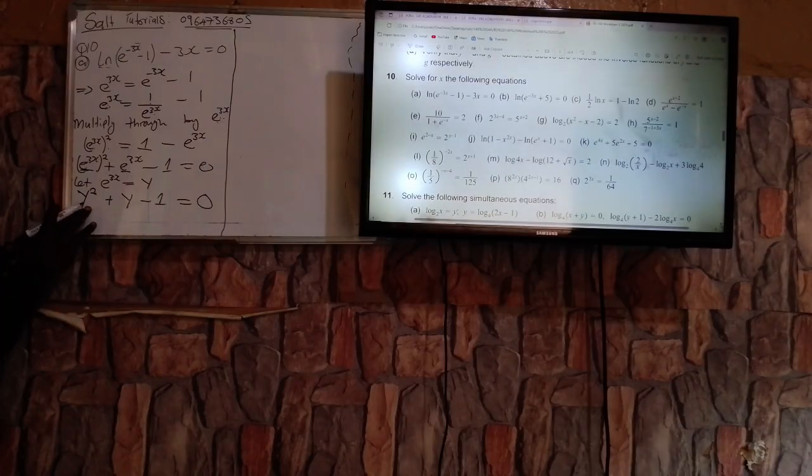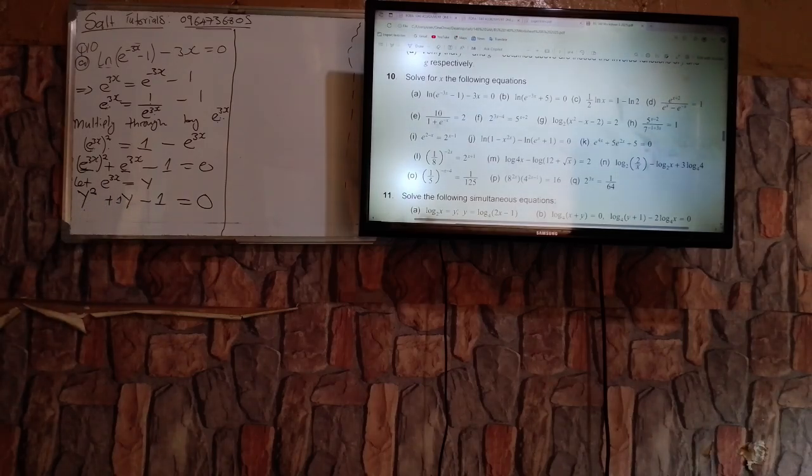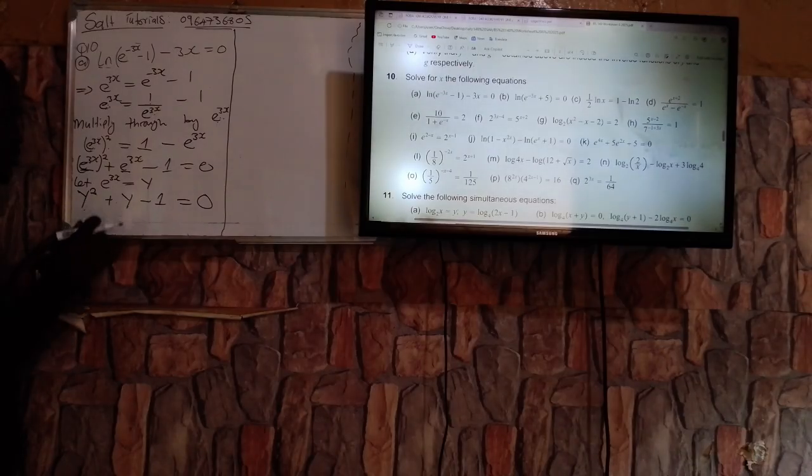Let's solve quadratically. We need two numbers that multiply to give negative 1 and add to give positive 1. Do we have any of those two numbers? I'm sure it is impossible to find those two values, so don't be afraid to use the formula method.